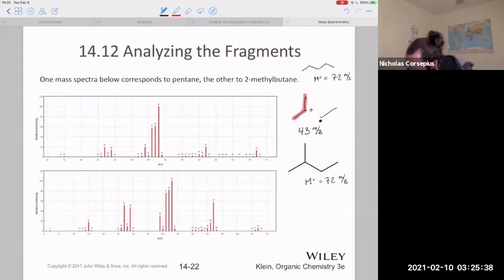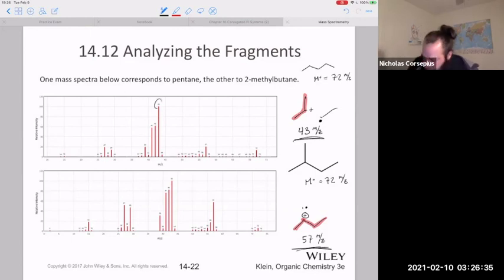Okay, and then I have another fragment that I can have, which is also a secondary carbocation, which is if this chunk here breaks off and forms my charged carbocation. So that means I'm breaking this bond here. This is a methyl radical and a secondary carbocation. And so this is going to have an M over Z of 57. We would expect that the 2-methylbutane would fragment in such a way that the M over Z at 57 and the M over Z at 43 would be larger than just pentane.